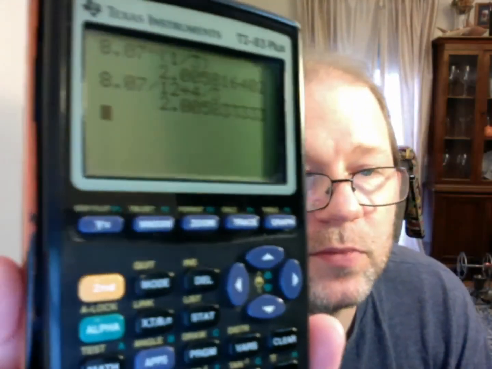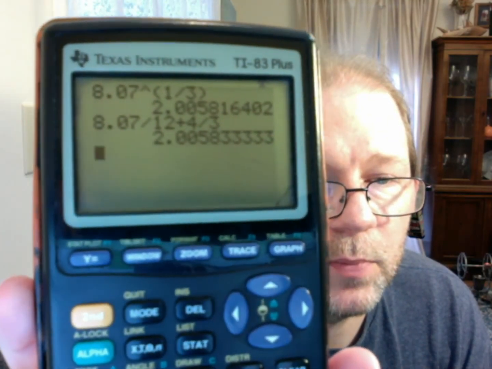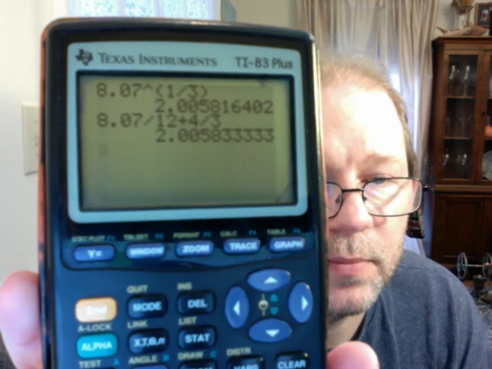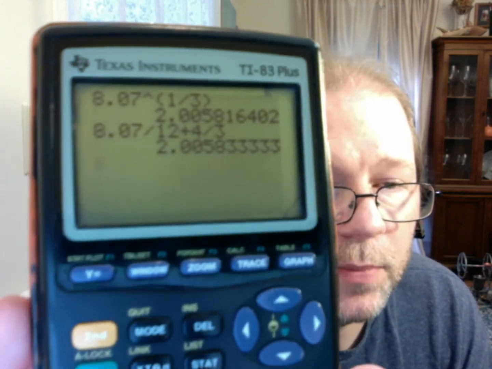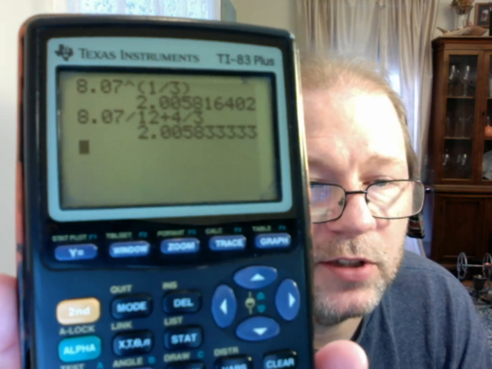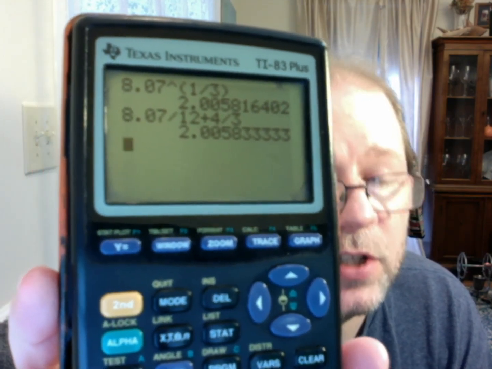I'm going to put the other one in there. 8.07/12 plus 4/3. So this is the actual cube root on top, and then the approximation that we got on bottom. And those are pretty close. They are equal up until the 4th decimal place. And after that, they're off by a bit. But anyway, it is a good approximation.